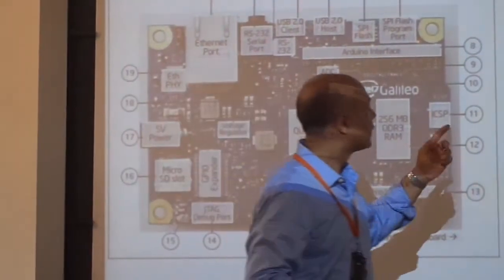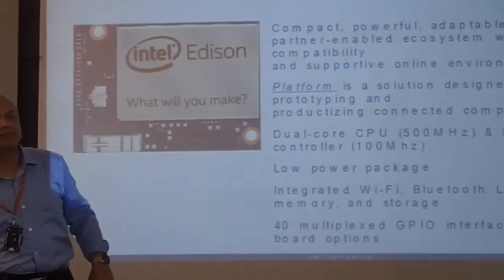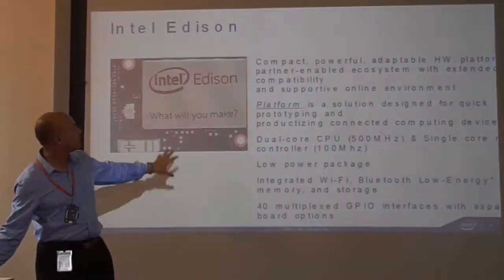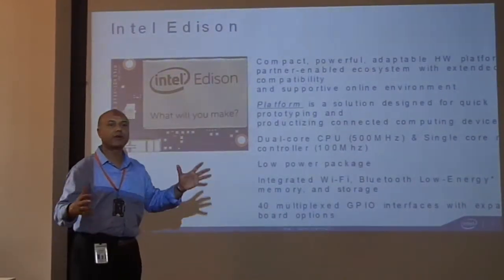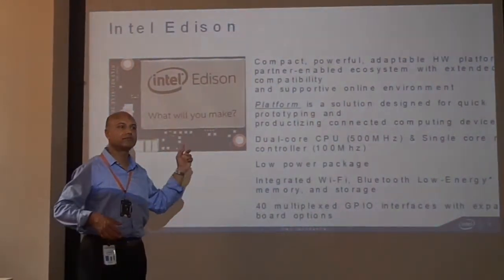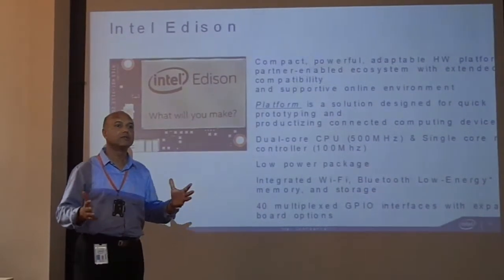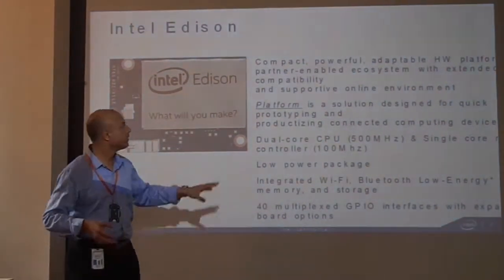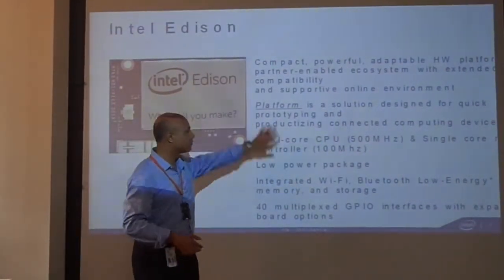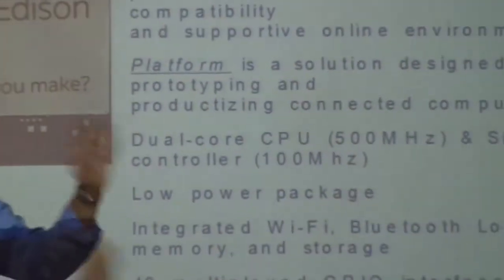So, if you go to the next one, this is an Edison. This is about the size of this. It is practically about 20% of the size of the Galileo, but much faster and cheaper. So this one, there's a lot of words here. Just don't worry about it.